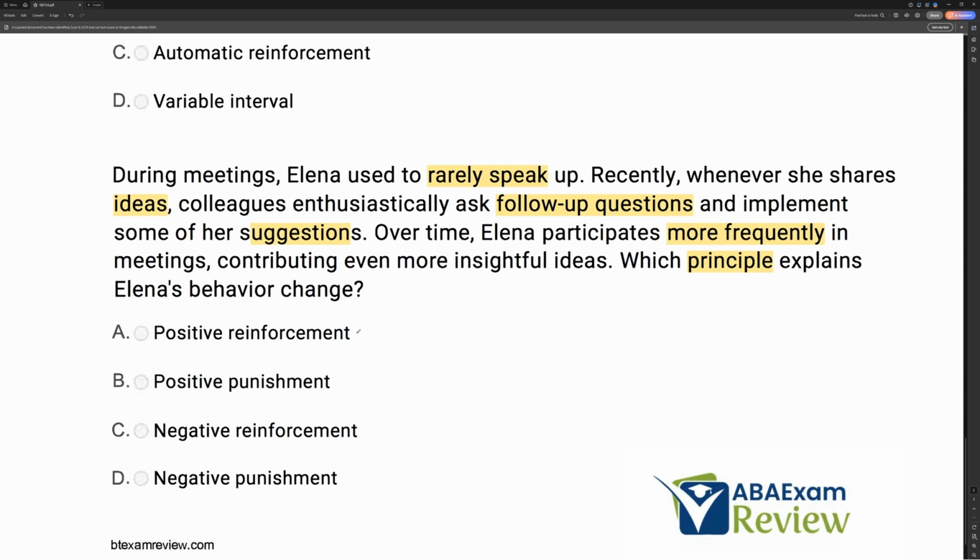The most important thing we have to ask ourselves is, is the behavior increasing or decreasing? And then are we adding or taking something away? If you can answer those questions, it becomes very simple. B, for example, positive punishment. Well, Alina's behavior increases, it can't be punishment. B is out. Same with D, negative punishment. We know immediately it's not punishment because Alina's behavior increased. So C, that leaves negative reinforcement. Well, the follow-up questions and the implementations were added, it has to be positive. The principle explaining Alina's behavior change is A, positive reinforcement.